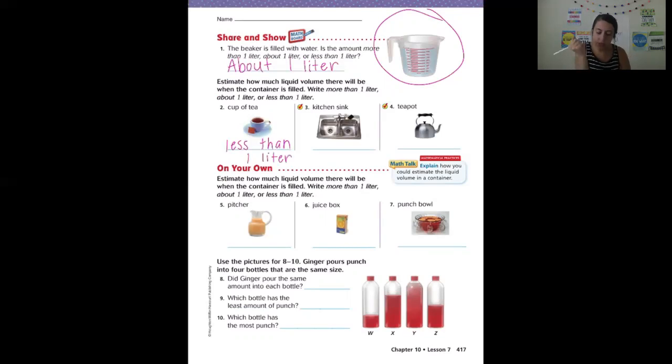So we're going to go ahead and write that. Okay, now let's look at the next question. The kitchen sink. Let's think about a kitchen sink. Is that less than a liter, about a liter, or more than a liter? You said more than a liter, you are correct. The kitchen sink holds more water, there's more volume than my water bottle, right? So we're going to go ahead and write, more.